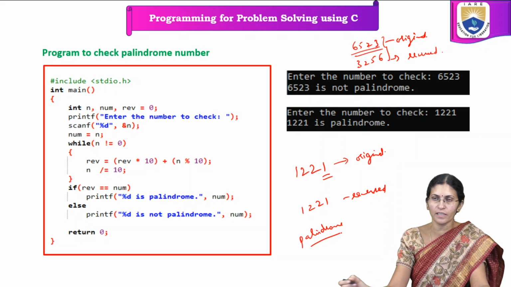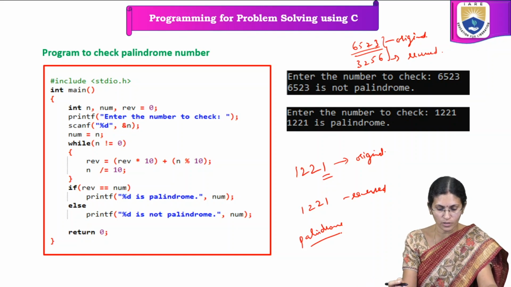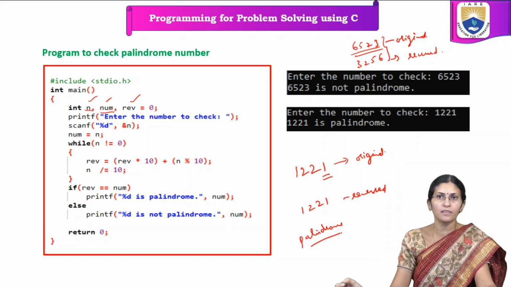So therefore you can say that this is not palindrome. Now let us write a program to check whether the given number is palindrome or not. For this purpose we have initialized the variable reverse, rev is equal to 0. Then we have declared two variables n and num. Enter the number to check.